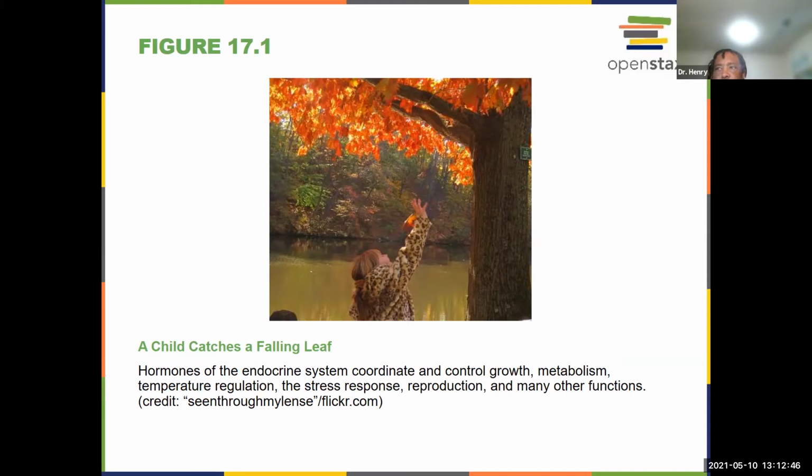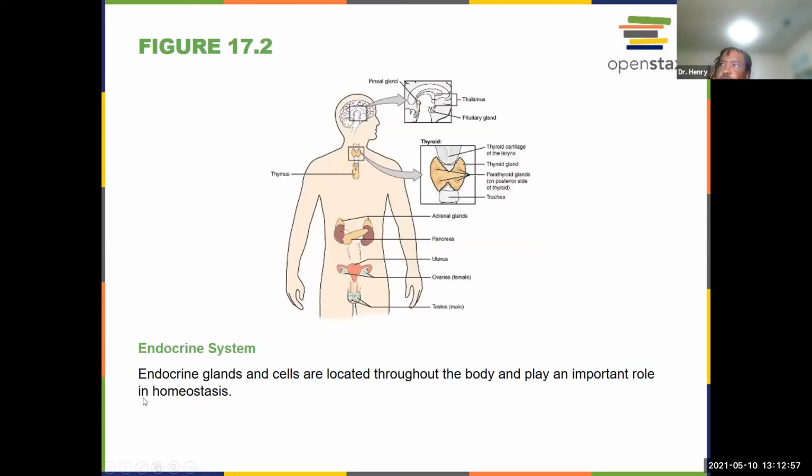So this little kid here, one day she's going to be a grown woman, so she's going to develop through that process, and those are going to be controlled by hormones. So this is basically the endocrine system. As you can see, there are tons of places that are responsible for making hormones. We have the pineal gland, the thalamus, the pituitary gland, the thyroid gland, the parathyroid gland, the adrenal gland, the pancreas, the uterus, ovaries, and the testes, right?